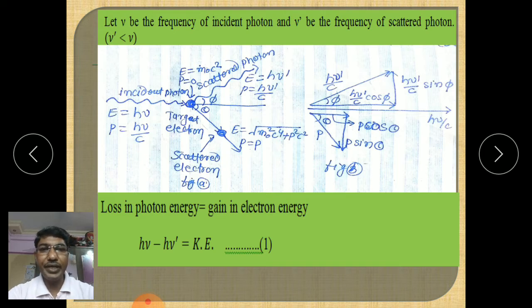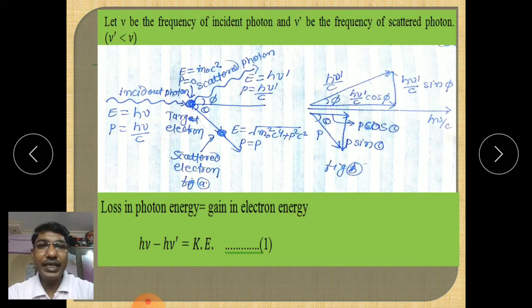Here I have to explain diagrammatically. This is the scattered photon. The incident photon is scattered by an electron. The incident photon has energy equal to h nu and momentum p equal to h nu upon c.